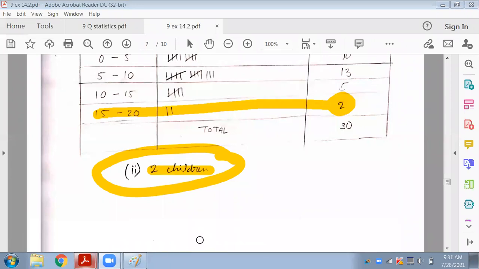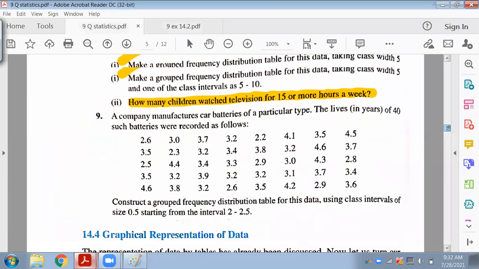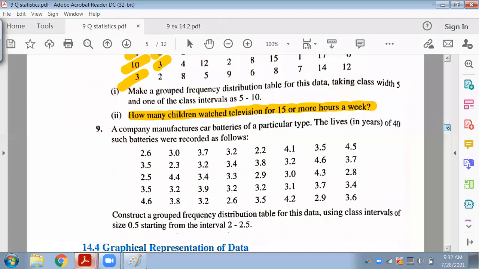Okay, once you're done, you can raise your hand. Okay, so it is done, understood. Okay, let's move to the next question. Question number 8. Oh, sorry, question number 9. It is question number 9, the last question.